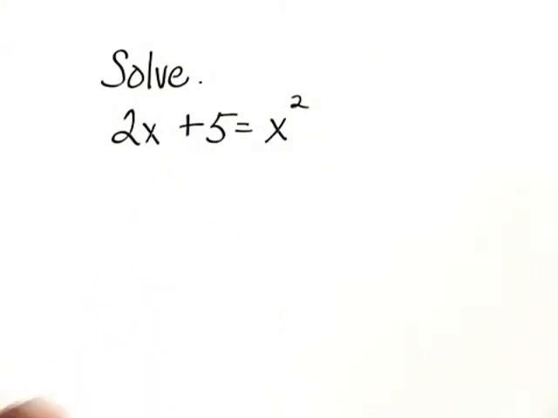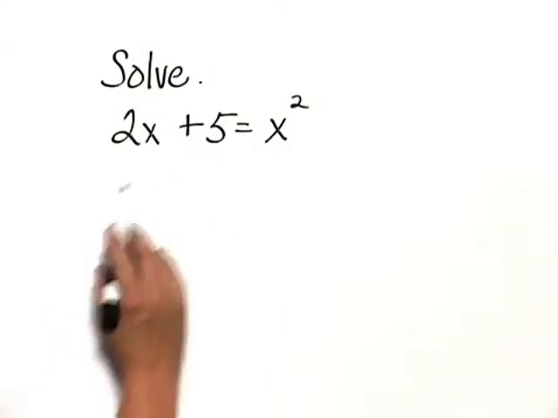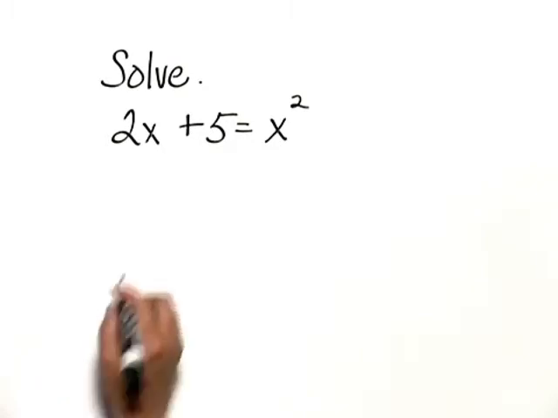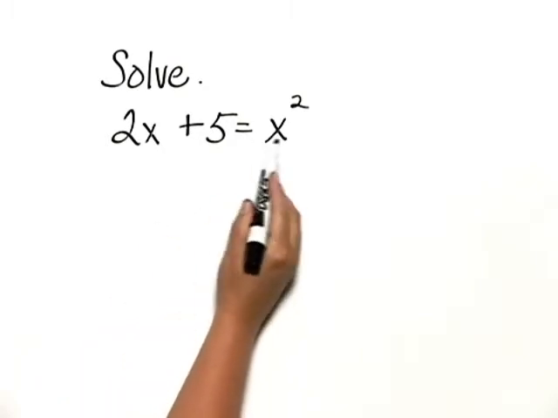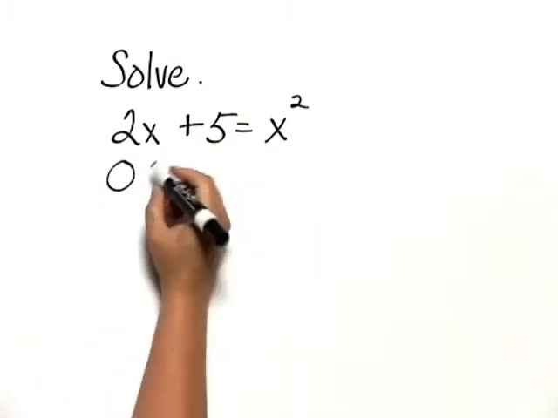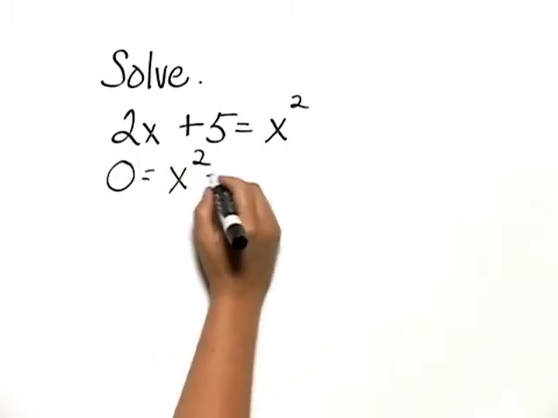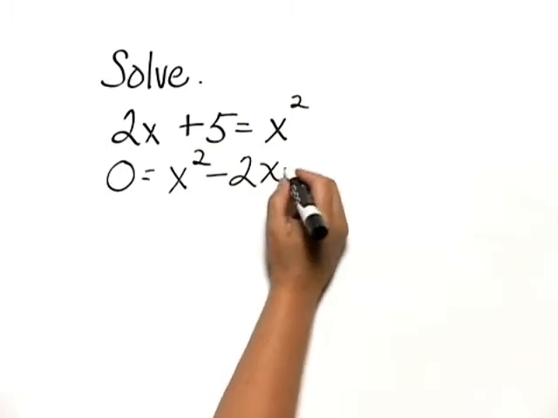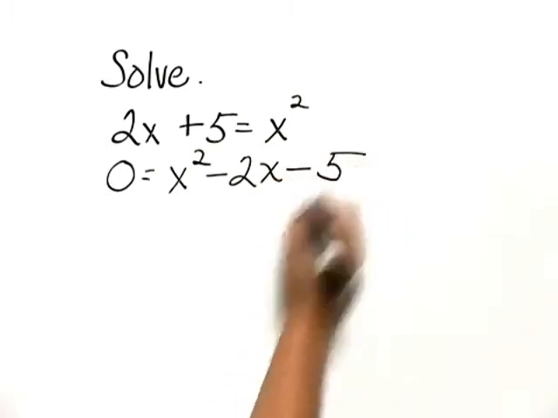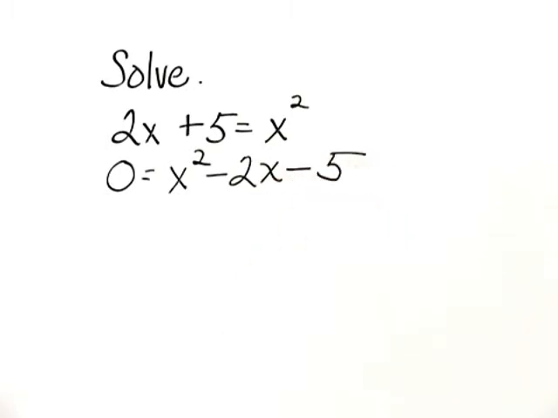Solve 2x plus 5 equals x squared. We have a quadratic equation, so let's get 0 on one side to start with. We have 0 equals x squared, subtracting 2x from both sides, and subtracting 5 from both sides. We have x squared minus 2x minus 5.